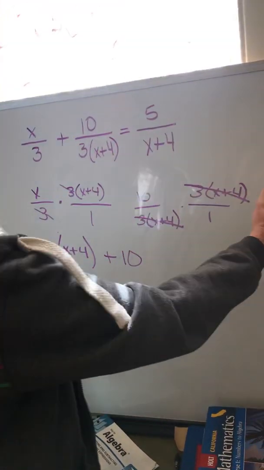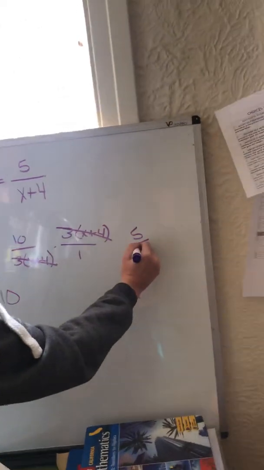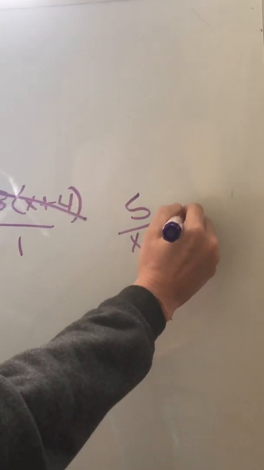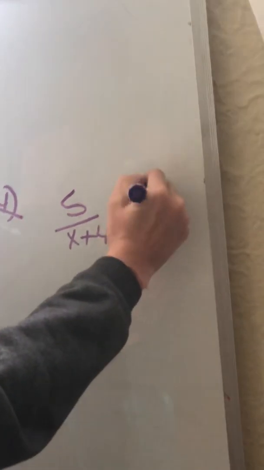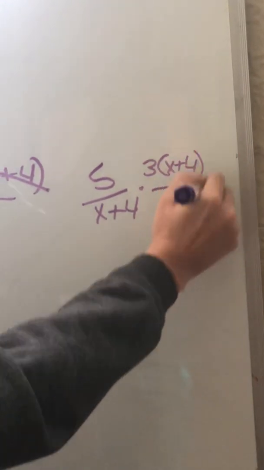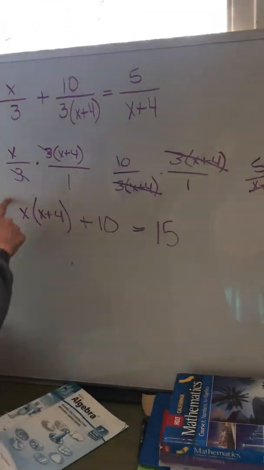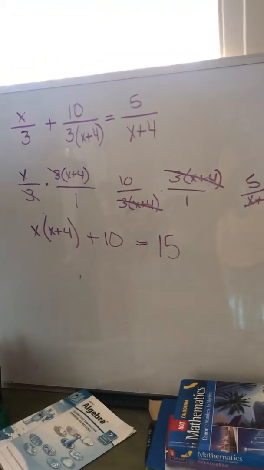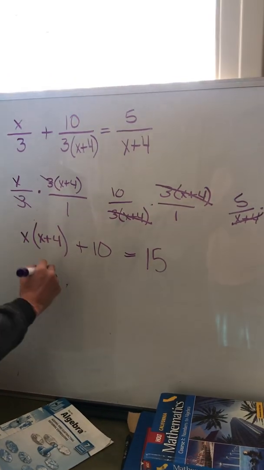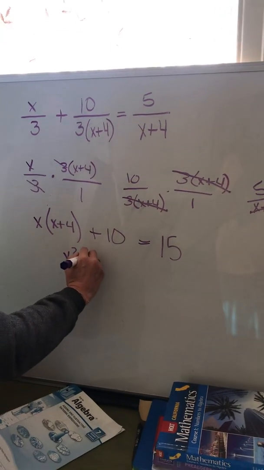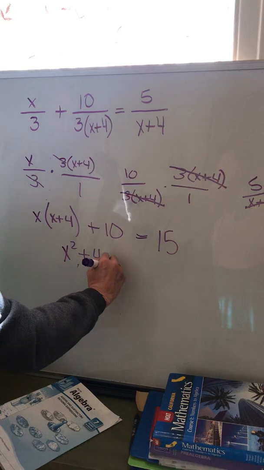And now I'm gonna do this one. x plus 4 times my common denominator. And so these little guys cancel out, and I have 5 times 3 is 15. So now I have an equation that's much easier to work with, and I'm just going to solve it. So I'm going to do my whoopie whoop, plus 4x.